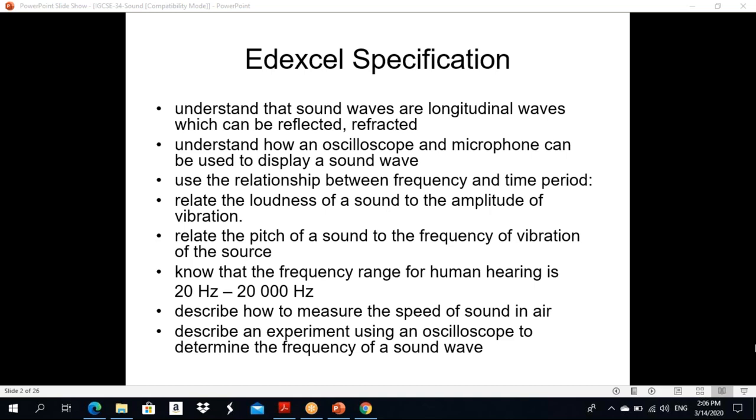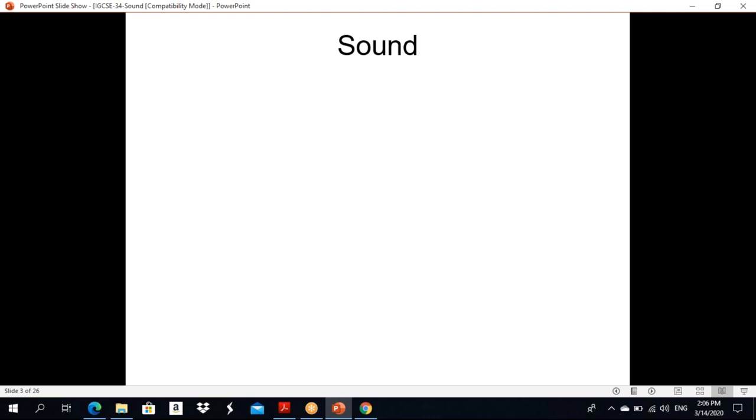Know that the frequency range for human hearing is between 20 Hz and 20,000 Hz. Describe how to measure the speed of sound in air. Describe an experiment using an oscilloscope to determine the frequency of a sound wave. Okay, so those are the learning objectives. Now look at here. So, sound.